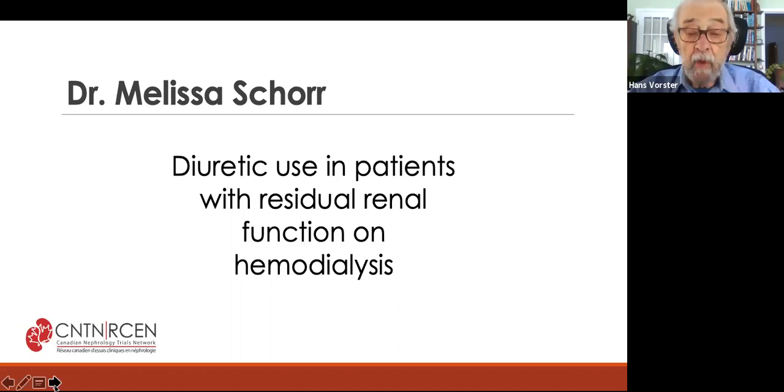Welcome back from your very short break. We're going to carry on now with our last presentation of the day, which is going to be presented by Dr. Melissa Shore, who's a nephrology trainee in the clinical investigation program, and is presenting her project, Diuretic Use in Patients with Residual Renal Function on Hemodialysis, the details of which you are about to hear from Melissa. Proceed. I'm looking forward to hearing about this.